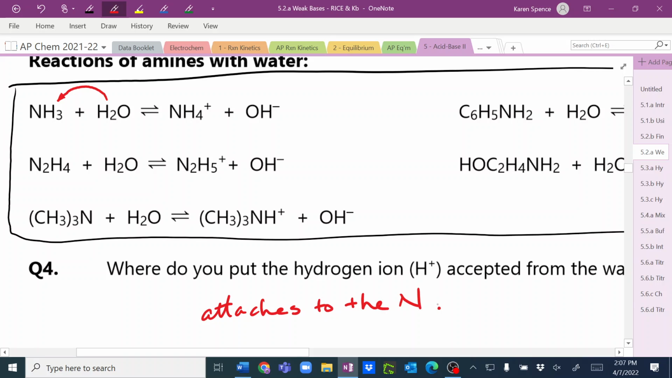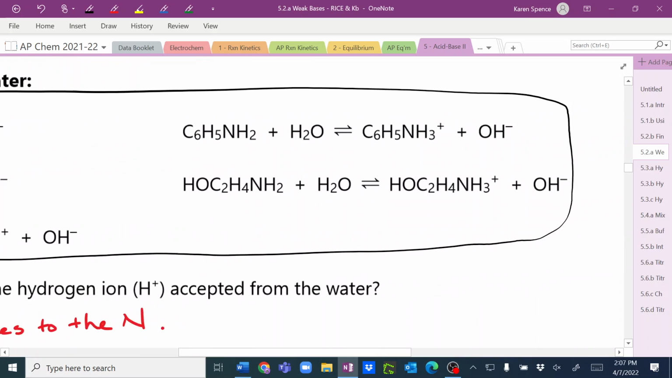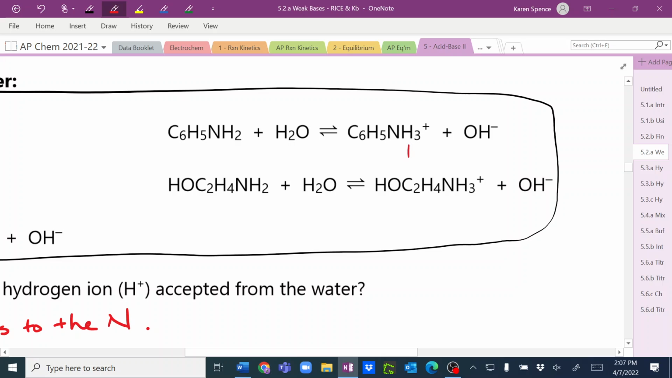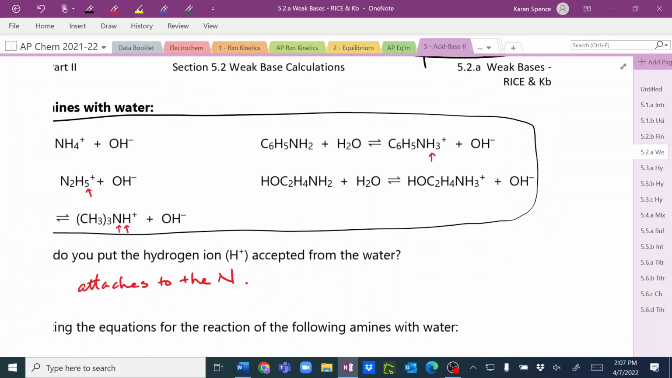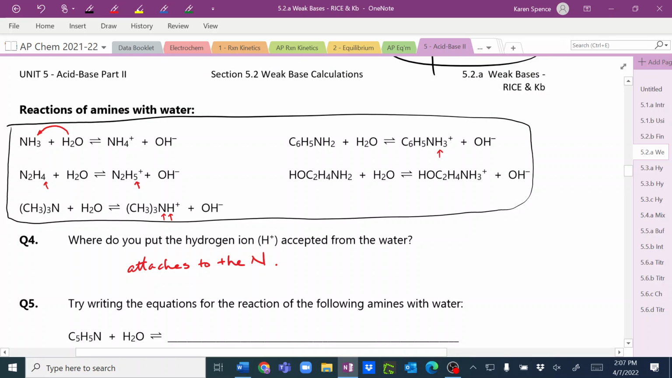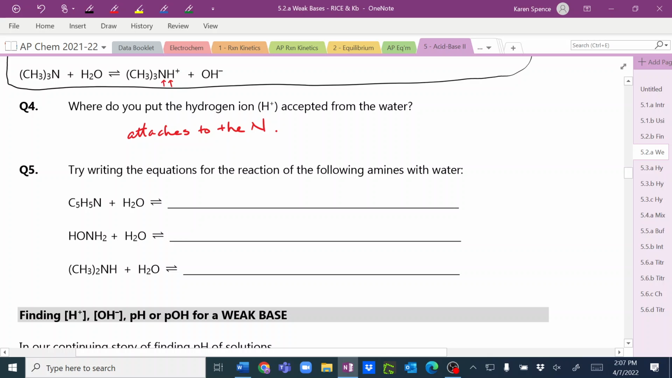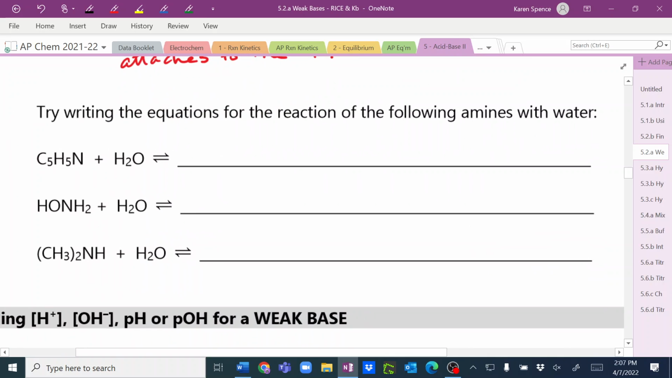Okay, so you basically just end up with 5 hydrogens rather than 4 hydrogens. You have the H attached to the N. Yes? We end up with an extra H attached to the N. So you'll end up basically with a positive ion and a hydroxide. So could you please write the equations for the reaction of the following amines with water?